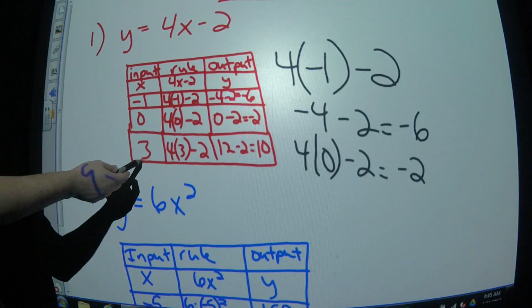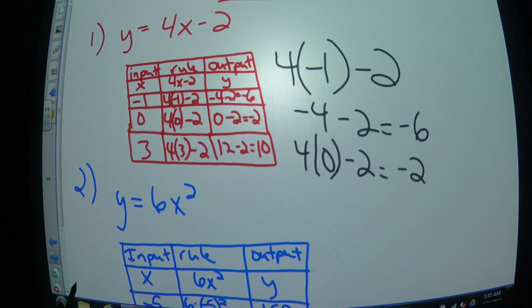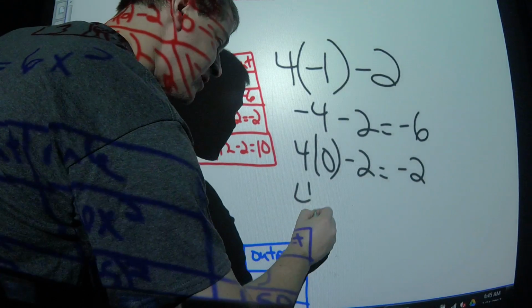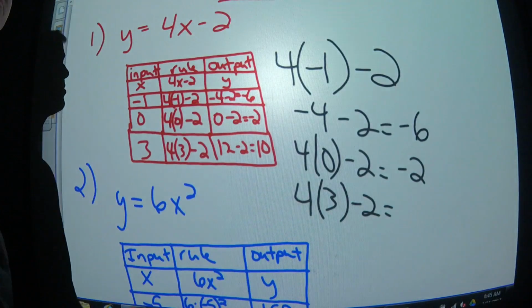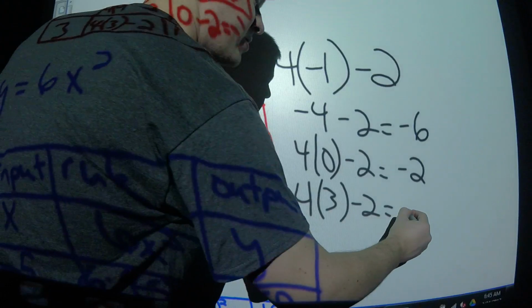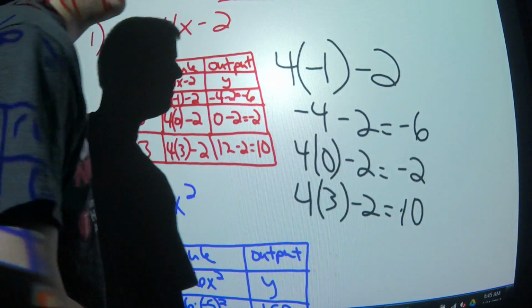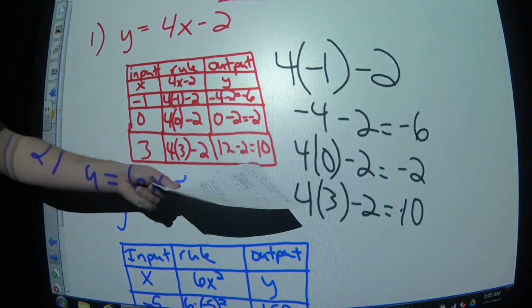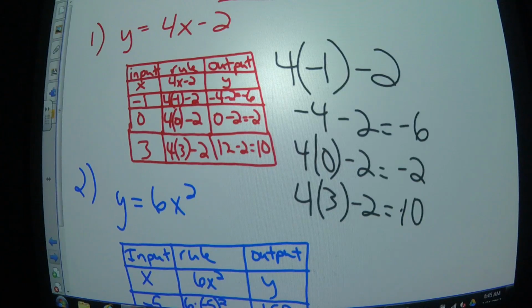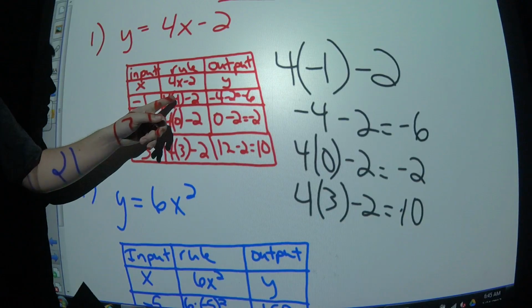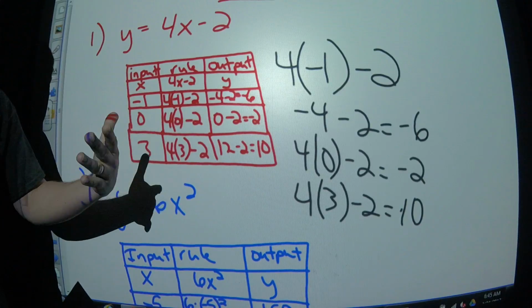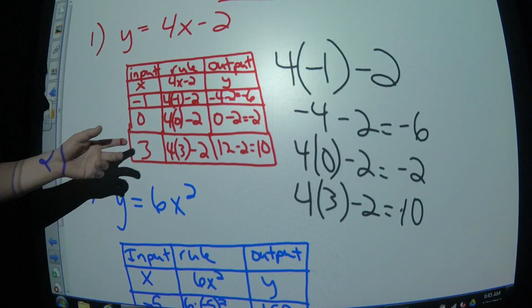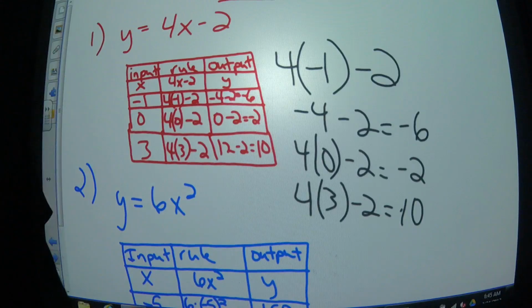And then the last one, if x is 3, then you would plug in for x. 4 times 3 minus 2. So 4 times 3 is 12. Minus 2 is going to be 10. So 10, that's why 10 is our answer. So all you're doing is replacing the x with whatever the input is, using your order of operations, and getting your output, which is y.